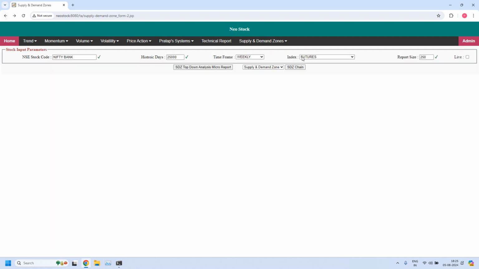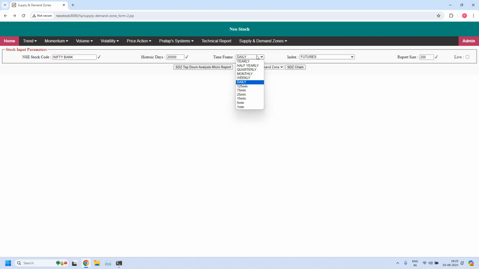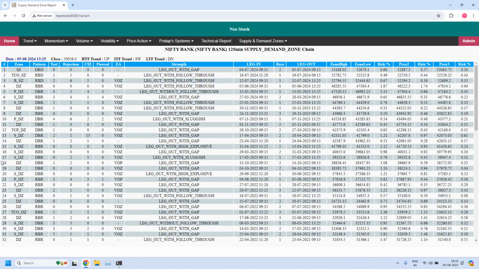And the next time frame is daily. I am generating daily supply demand zone chain for bank Nifty. So a new supply zone created today in bank Nifty. And the next time frame is 125 minutes, and I am generating 125 minutes supply demand zone chain for bank Nifty.